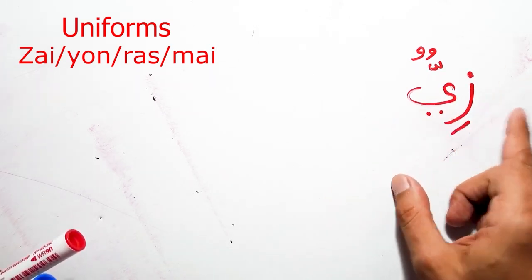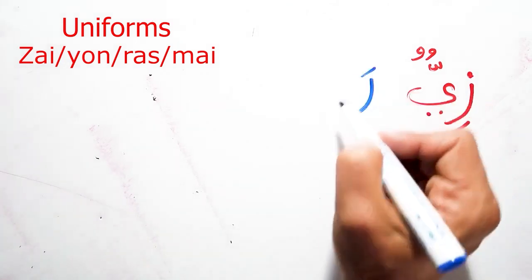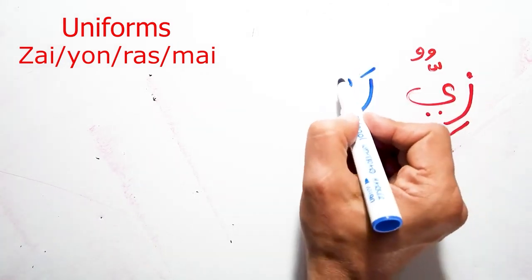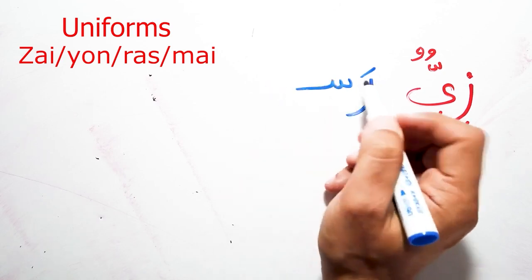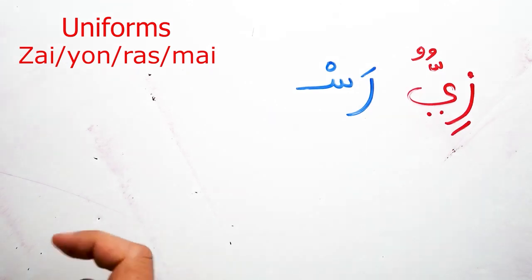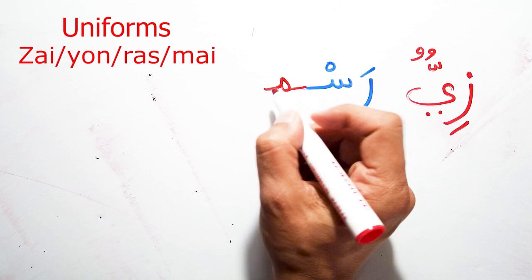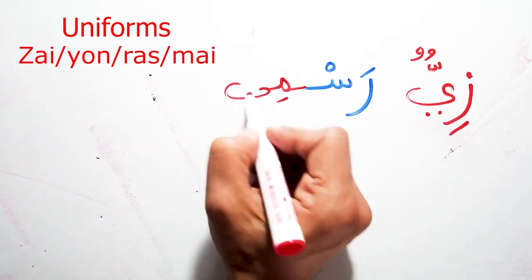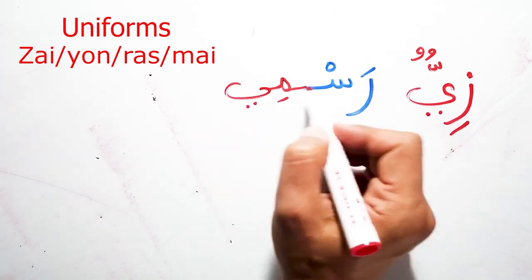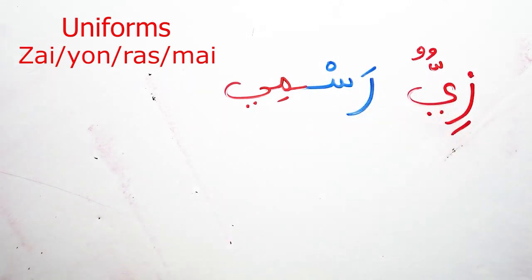Zayun. Rasmi. Ras, the sound of S, which is seen. Ras with sukun, we must pause here. Mi. Rasmi. Zayun rasmi.